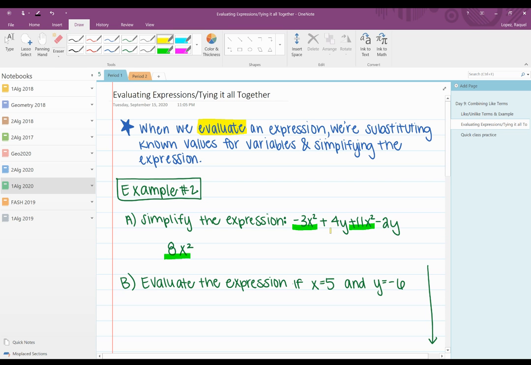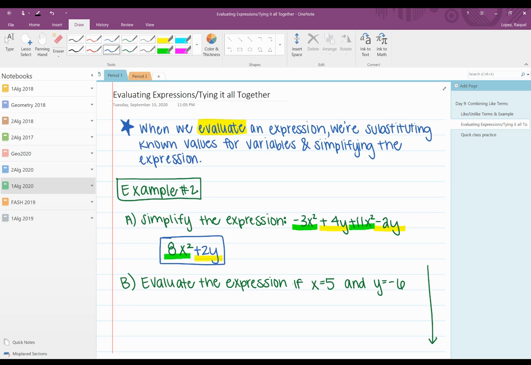And then I see I've got positive 4y minus 2y. So 4y minus 2y is just 2y, so plus 2y. Okay, so I've simplified the expression. Our simplified expression after we've combined like terms is 8x squared plus 2y.